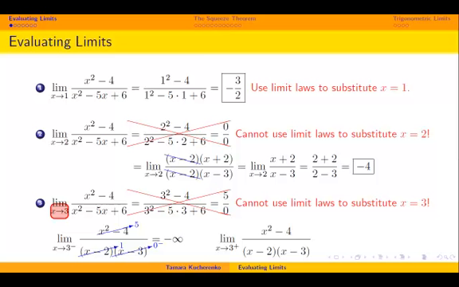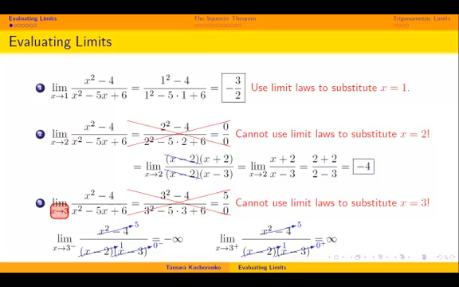Similarly, when x approaches 3 from the right, x squared minus 4 tends to 5, and x minus 2 tends to 1. Since now x stays larger than 3, x minus 3 tends to 0, staying positive. Therefore, the limit is positive infinity.